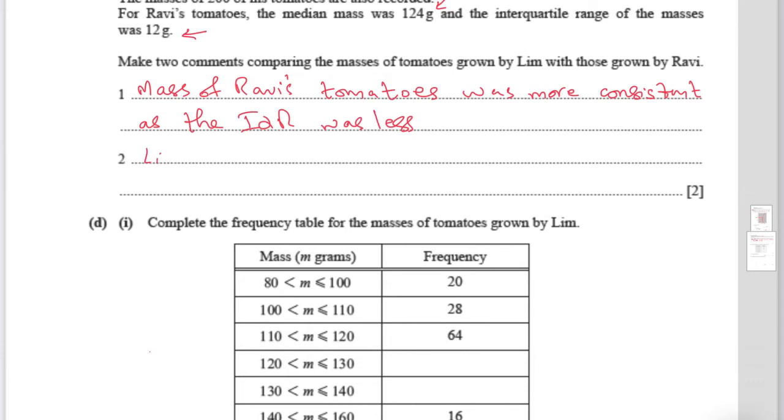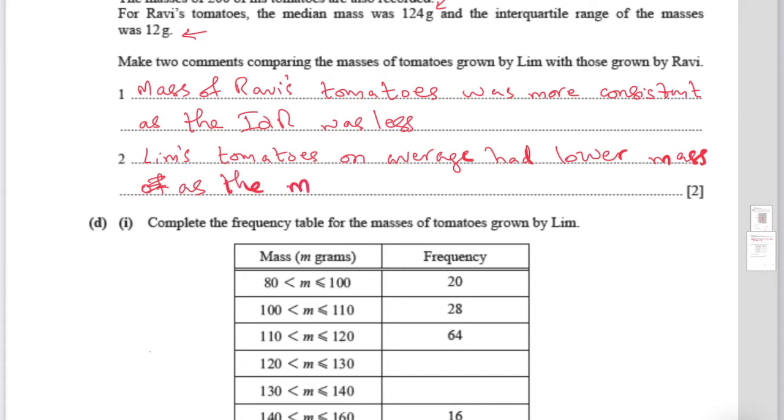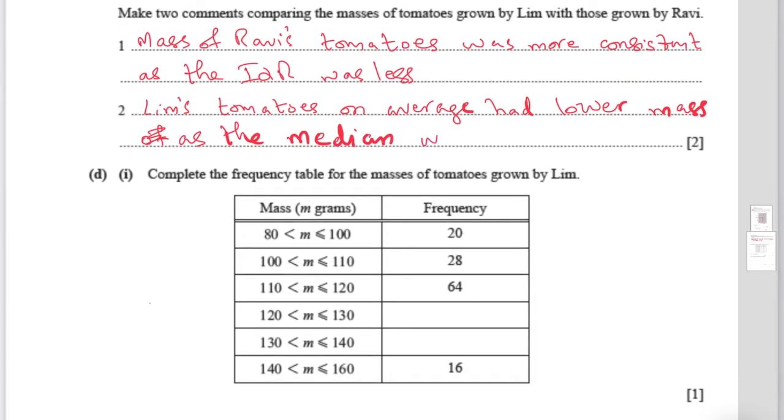Let's write that. Limb's tomatoes on average had lower mass, as the median was lower than Ravi's. Okay, so we have our 2 points.